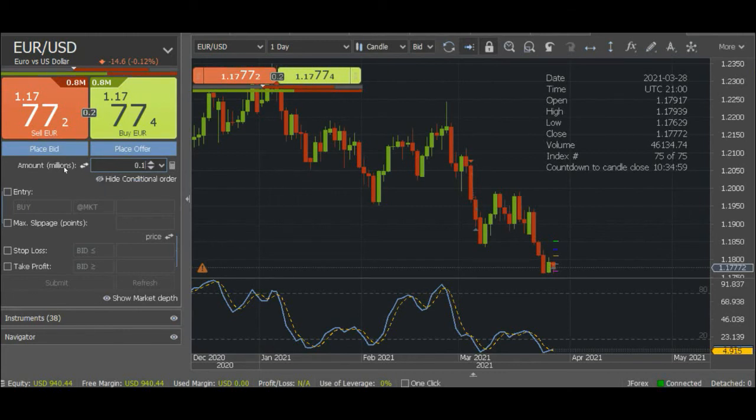If I'm going to use units, one standard lot is equal to 1 lakh units, 100,000. You can use any of these, but in this brokerage the minimum trade you have to put is 1,000 units, a micro lot. Okay, now I'm going.